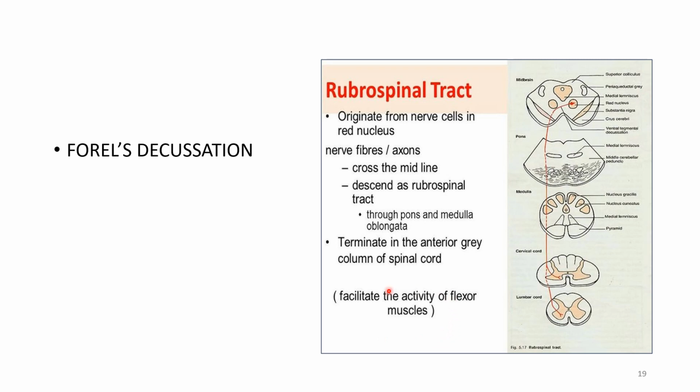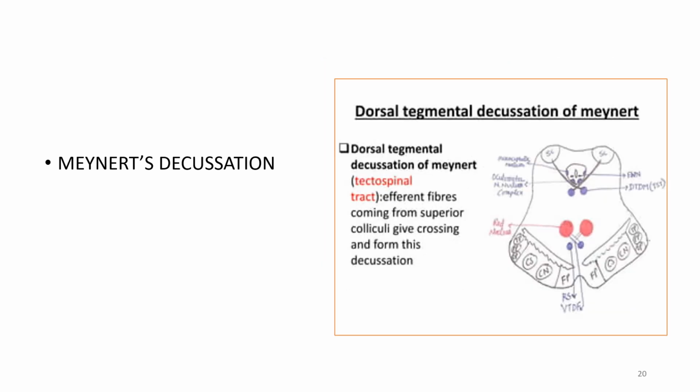Its function is that it facilitates the activity of the flexor muscles. Where it is crossing forms Forel's decussation. So the rubrospinal tract forms Forel's decussation in the midbrain. So you have Maynard's decussation, Forel's decussation and the decussation of the fibers from the superior cerebellar peduncle.